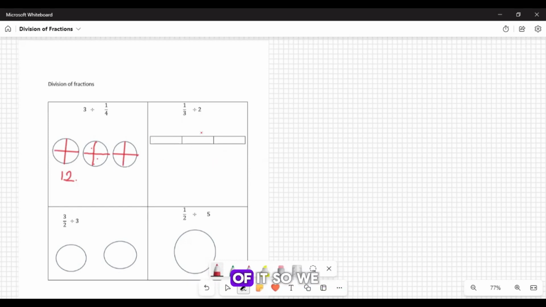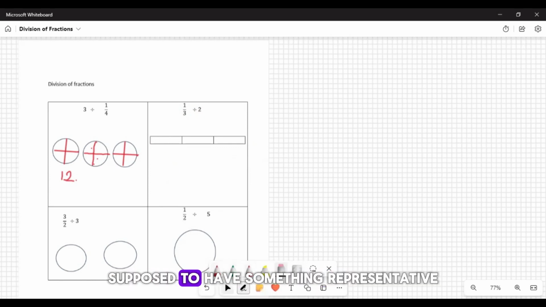But the bare view of it. So we have 1/3. It means that we can have a bar of soap that is divided into 3 equal parts. Then this 1/3, I divide it into 2 again. So 1/3, I divide it into 2. Remember that the division should be the same, not almost the same. So approximately we are supposed to have something representative.